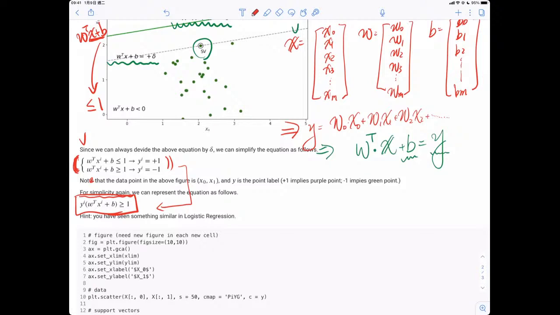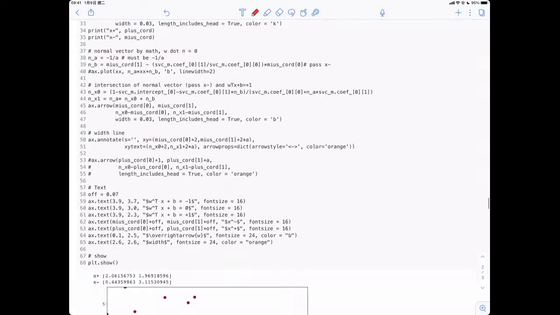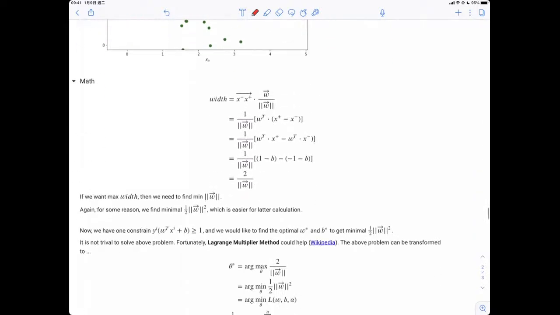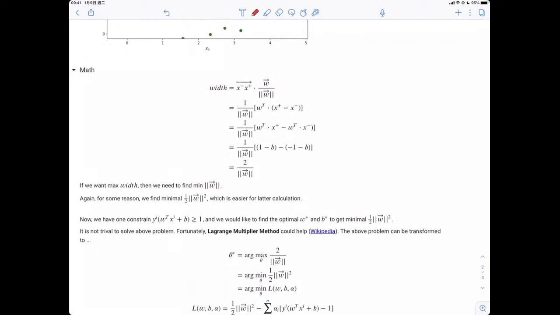When we find such a line, such a W and b, there is a constraint, yi times (w transpose x plus b) should be larger than 1, which is the condition when we find this best SVM line. So it becomes an optimization problem. The math is like that.